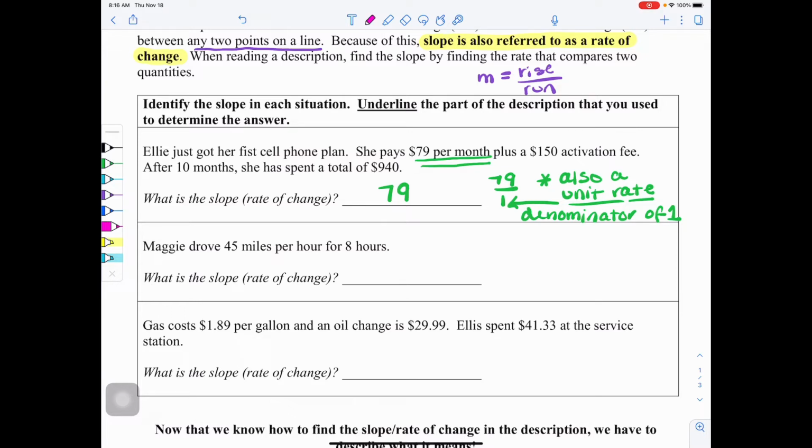Our next one, Maggie drove 45 miles per hour for 8 hours. So we're looking for the rate that's comparing the two quantities. I see 45 miles per hour, so miles and hours. So that means my slope or rate of change is 45. Again, that's coming from 45 miles per hour, which is 45 over 1, which means this one is also a unit rate.